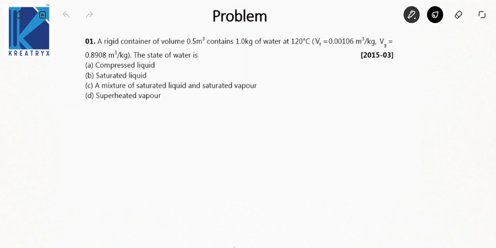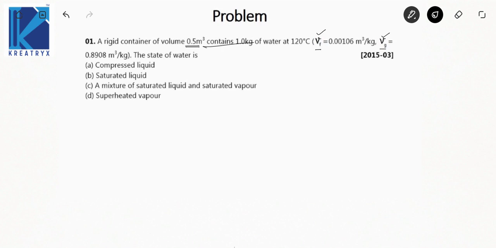So the next question from pure substance is: a rigid container of volume 0.5 meter cube contains 1 kg of water at 120 degrees Celsius. Okay, specific volume of the liquid is given, specific volume of the gas is also given. This is small v. Okay, the state of water is a very simple question. You have been given the specific volume of the liquid fluid and the specific volume of the gas. What can you do?